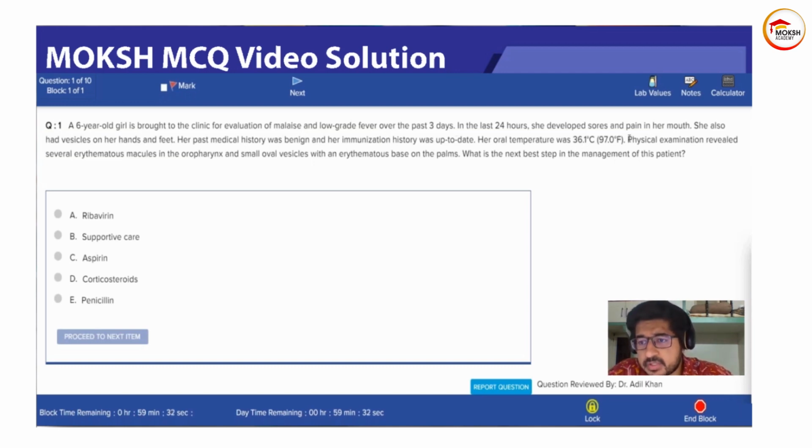Her oral temperature was 36.1. Physical examination revealed severe erythematous macules in the oropharynx and small oval vesicles with an erythematous base on the palms. What is the next step in management of the patient? So your options are ribavirin, supportive care, aspirin, corticosteroids, and penicillin.